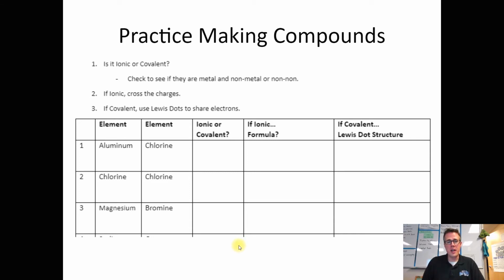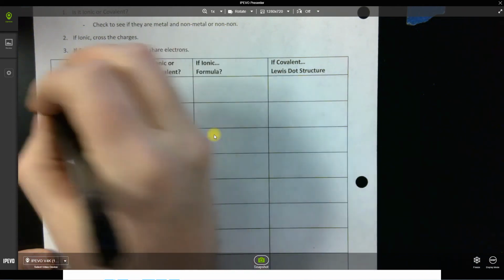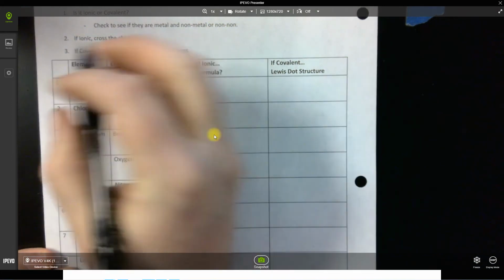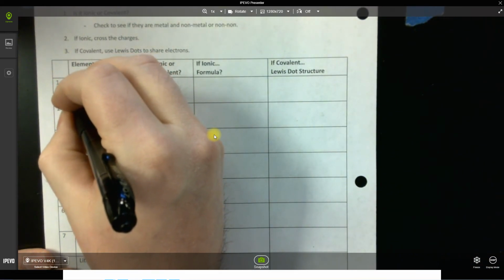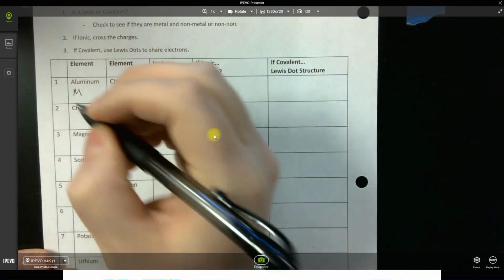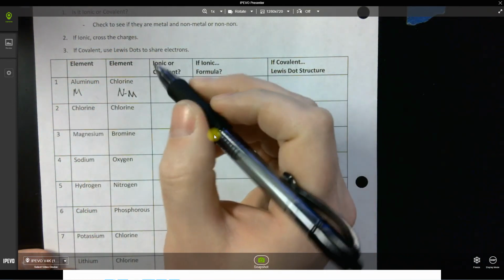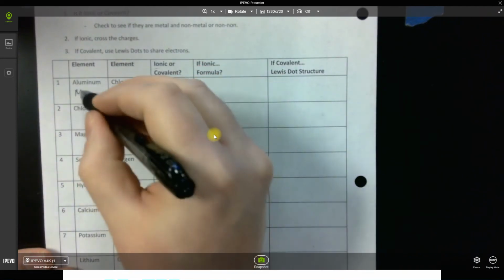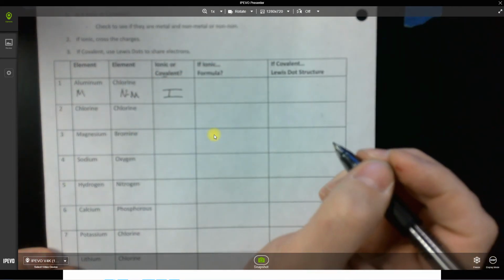On the back side of your paper, there's a place to practice a few of these. We're going to do just a couple together. Please flip your paper over. So on the back side, we're going to start with aluminum and chlorine. The first thing that we need to decide is what kind of a bond, ionic or covalent. In order to figure that out, we have to figure out metals and nonmetals. So aluminum is a metal on the periodic table, and chlorine is a nonmetal. This should right away tell us that there's going to be some stealing that's going to take place, because chlorine is relatively small and it's going to steal from aluminum. So that's going to give us an ionic bond.